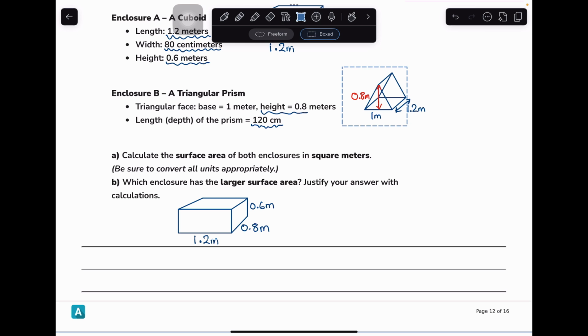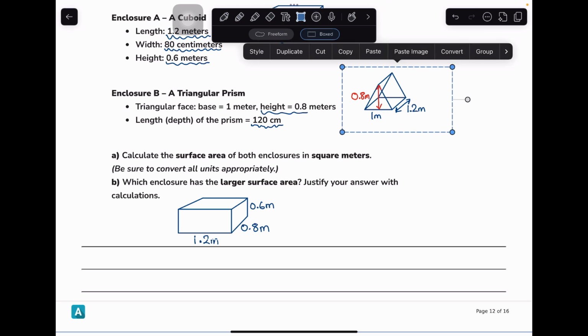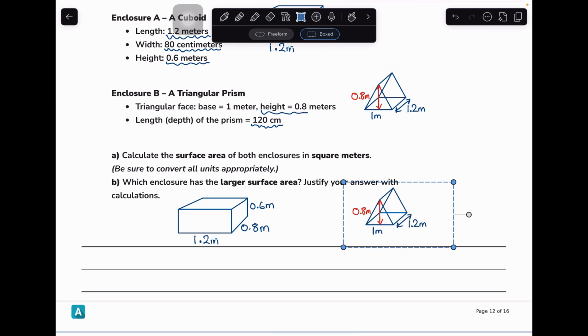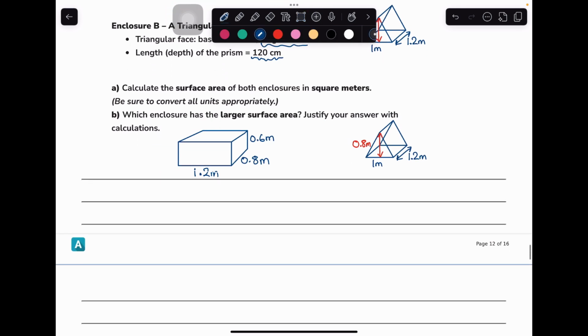Okay, and then we can calculate our surface areas. So the first one, again, label your sides, 1, 2, 3. So side 1 would be 1.2 times 0.6. Pop that into your calculator. Remember, you have that available at all times on the screen. And we would be getting 0.72 meters squared.